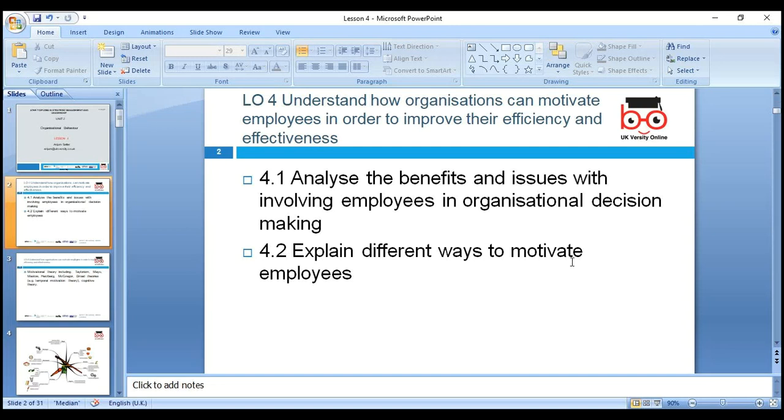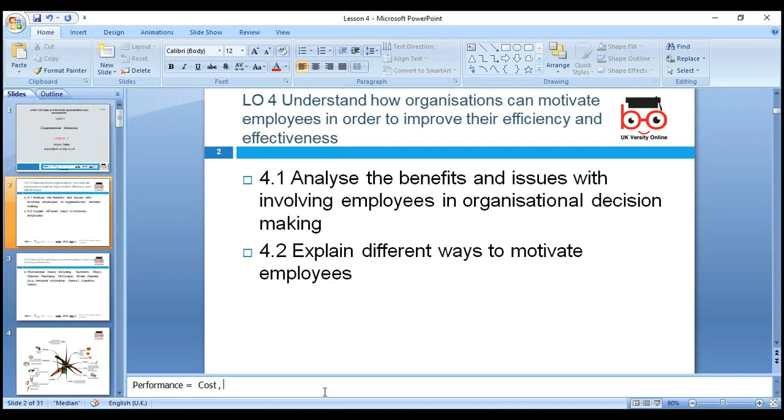Efficiency is cost-wise, like time, expenses, or productivity, how efficient we are. It's about time management and how people perform. But effectiveness is the impact, the impact on the work.